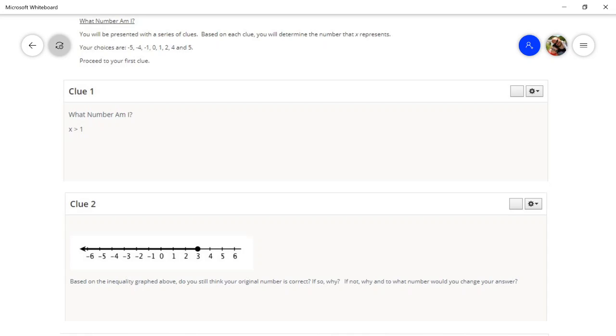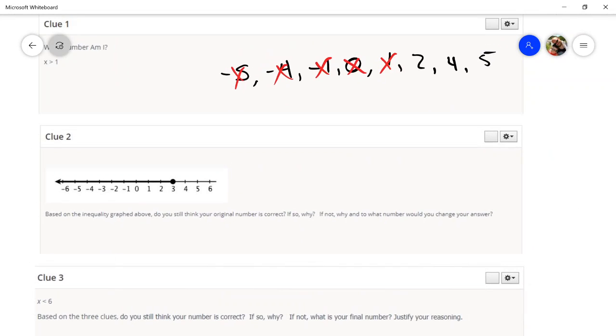All right, so let's go. So we have -5, -4, -1, 0, 1, 2, 4, 5. What number am I? X is greater than 1. So that means not -5, not -4, not -1, not 0. Greater than 1, not including 1. So that means we're down to 2, 4, and 5. Okay? So we have 2, 4, 5.